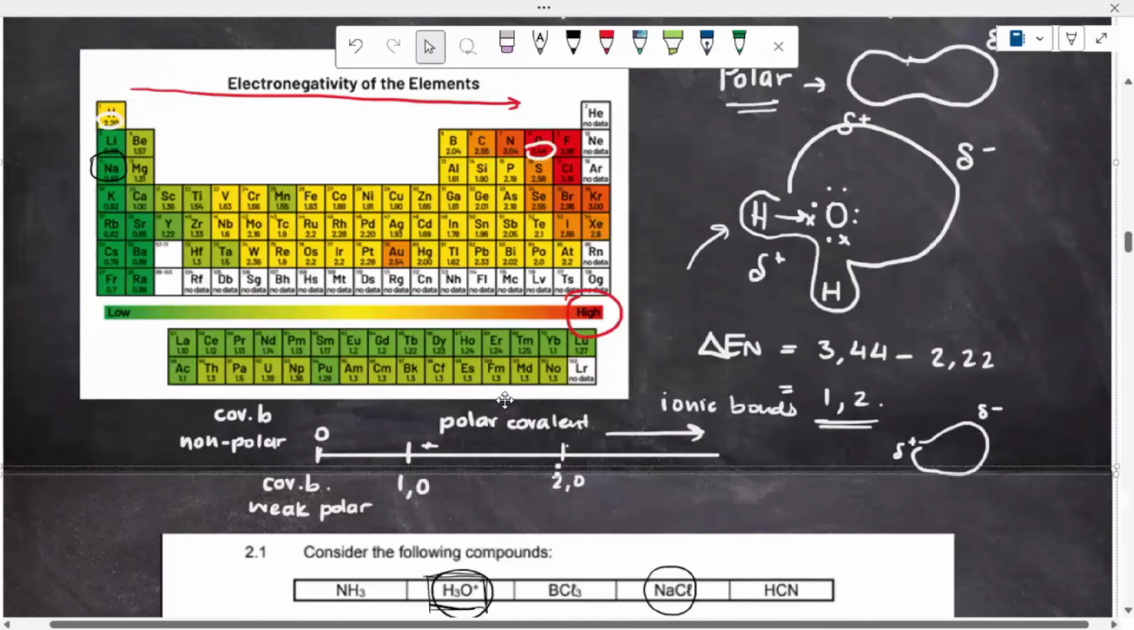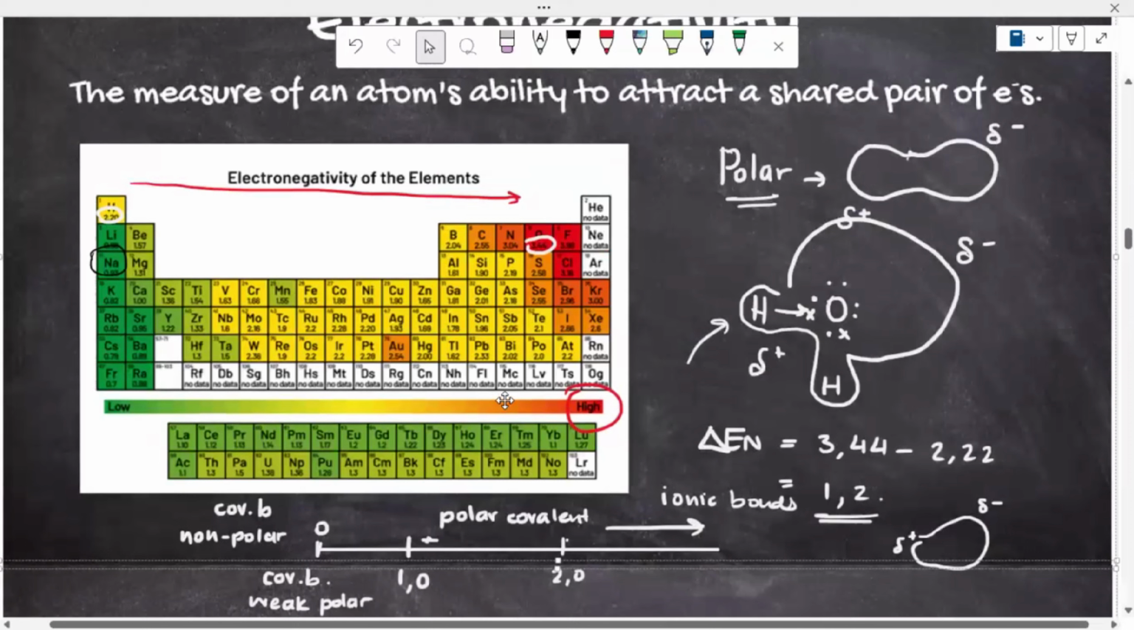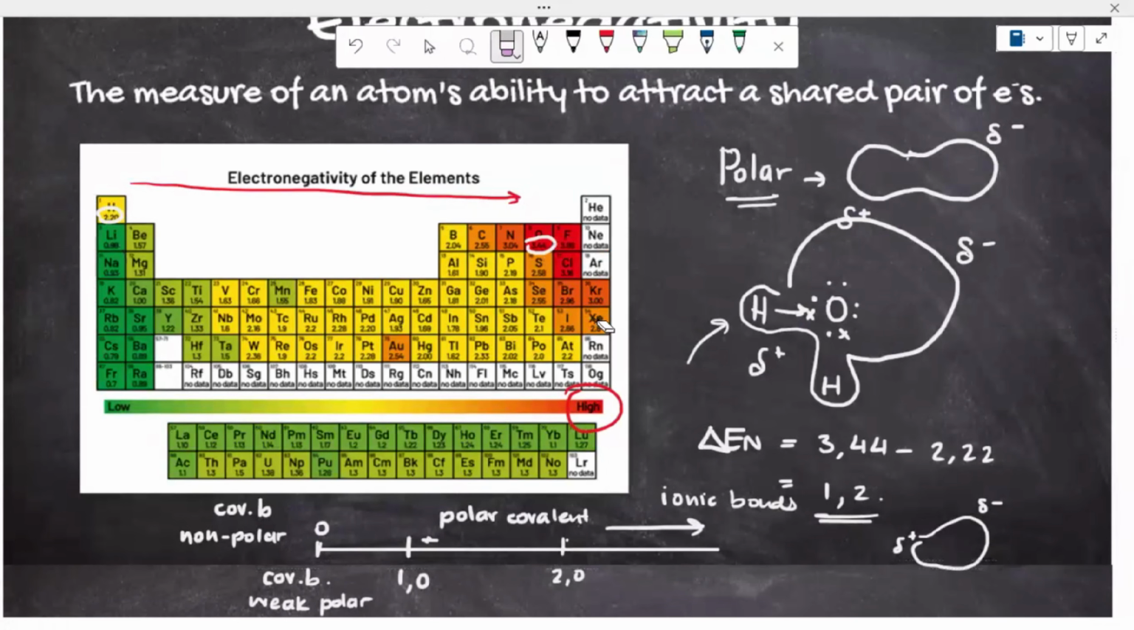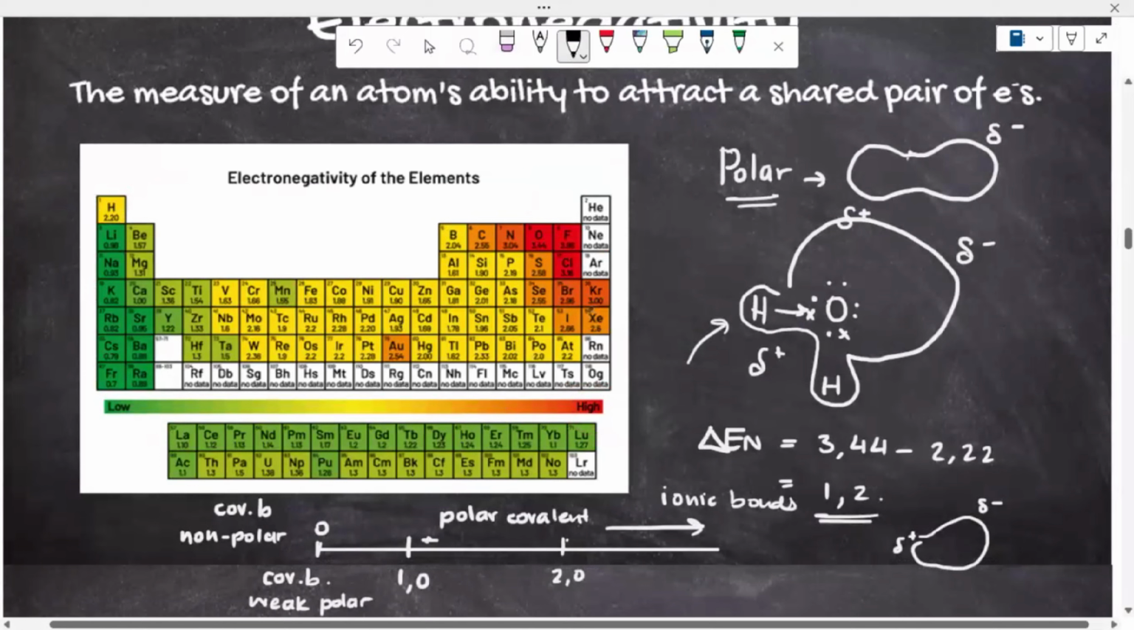I'm not sure if you have periodic tables with you currently, so I'm just going to bring one up for you. Just tell me how many valence electrons our nitrogen has and how many valence electrons our hydrogen has.